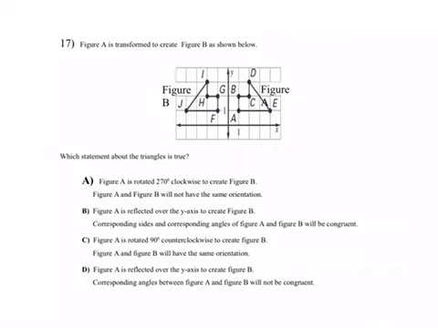Final one, number 17. So we're transforming these two figures, and it wants to know which statement about these triangles is true. They're not triangles, but whatever. If you look here, all of these sides are like the exact same distance from each other. So it looks like it's been reflected over this y-axis right here. Well, the only ones that talk about a reflection over the y-axis are B and D. But the big difference is this one on B, it says corresponding sides and corresponding angles. So the angles and the sides are congruent. They're the exact same. Nothing's changed about these after the reflection. So your answer ends up being B on this one.